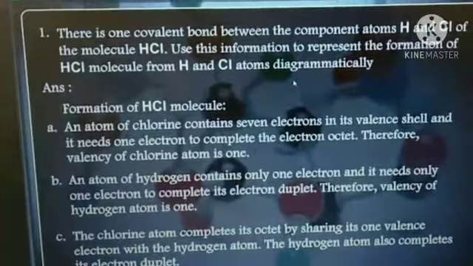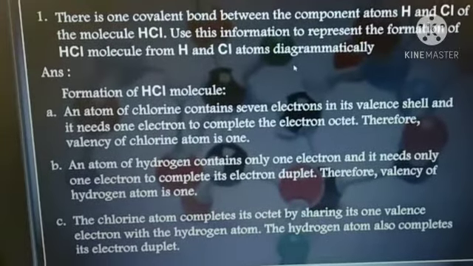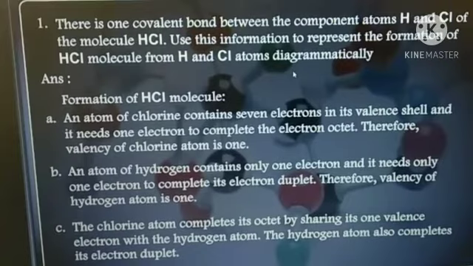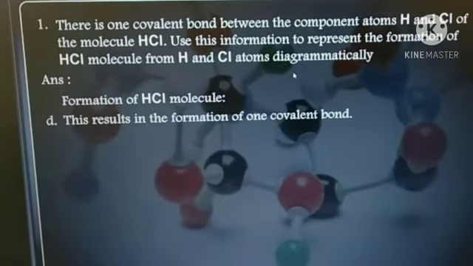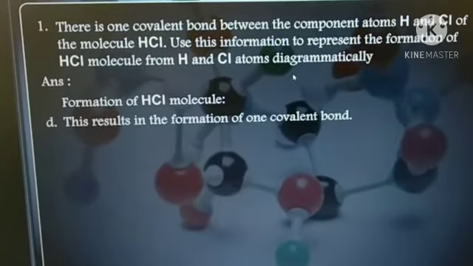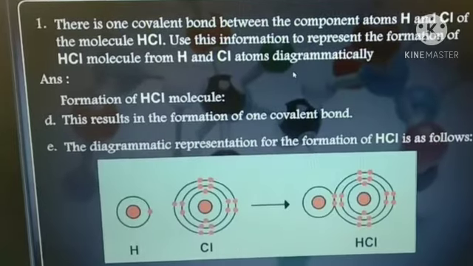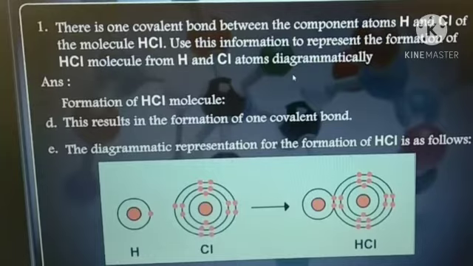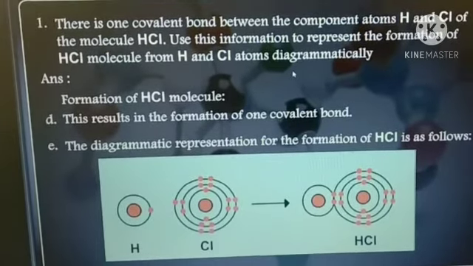The chlorine atom completes its octet by sharing its one valence electron with the hydrogen atom. The hydrogen atom also completes its electron duplet. The result is the formation of one covalent bond. The diagrammatic representation for the formation of HCl is as follows.